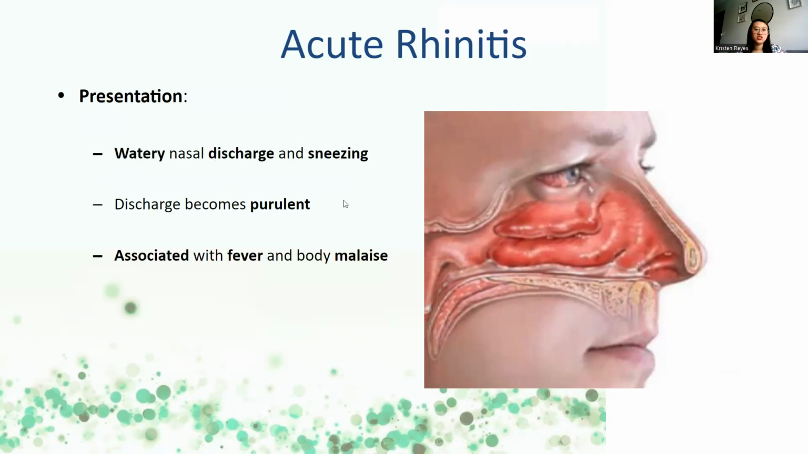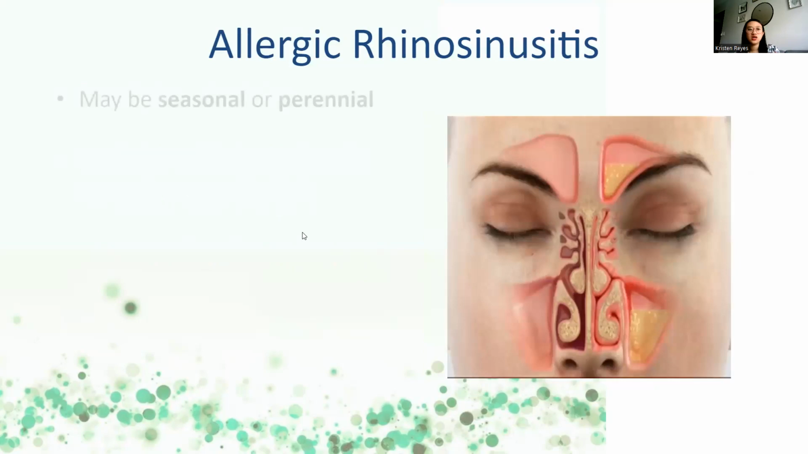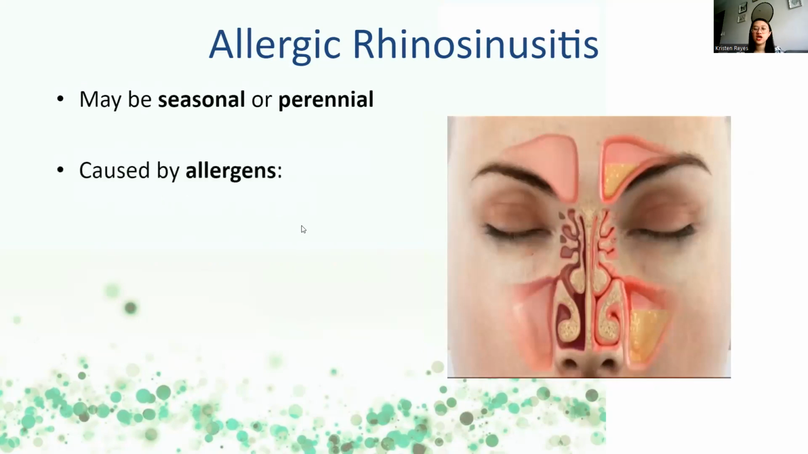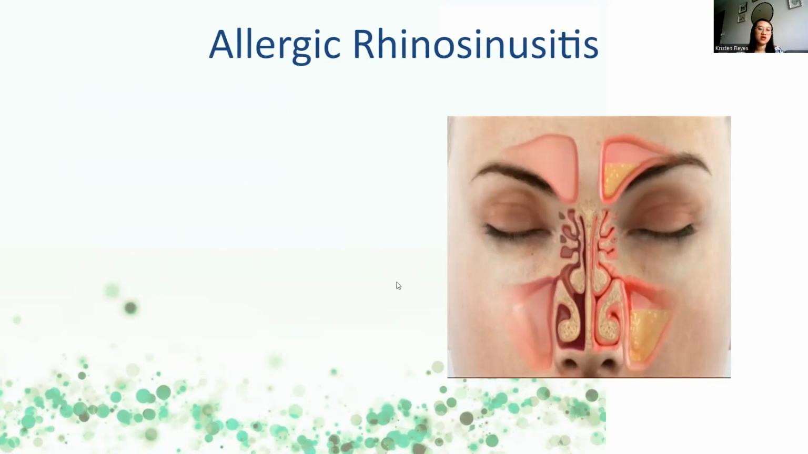Presentation or symptoms: discharge, sneezing, which can become purulent, and of course associated with fever and body malaise. It usually lasts 3 to 10 days. Presence of severe local pain suggests complication, and complications can be bacterial sinusitis. Next we have allergic rhinosinusitis. This one is not due to infection, it's due to allergy. It is seasonal or perennial, especially in countries with four seasons: winter, spring, summer, and fall. Most patients with allergies, especially to pollen, will have allergic rhinosinusitis during spring. It is caused by allergens, which can be pollen, molds, dust mites, and animal dander.